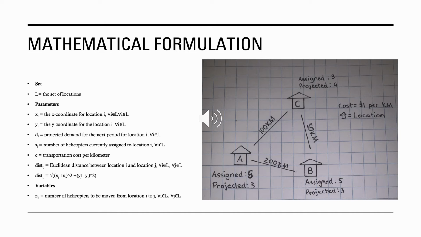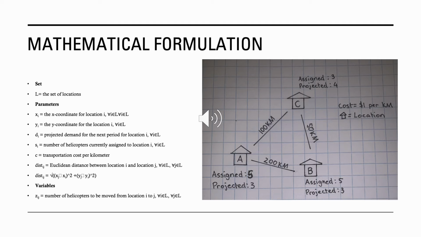Next, we will look at the individual components of the problem, which will be used in its mathematical formulation. Firstly, L represents the set of air ambulance locations. The parameters of the problem are as follows. The x-coordinate of each location represented as x. The y-coordinate of each location represented as y.